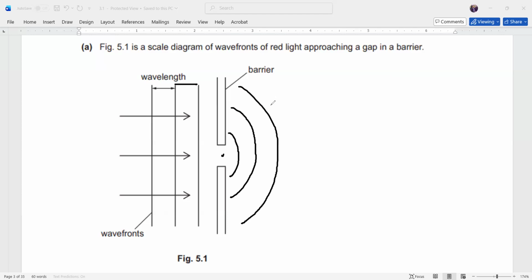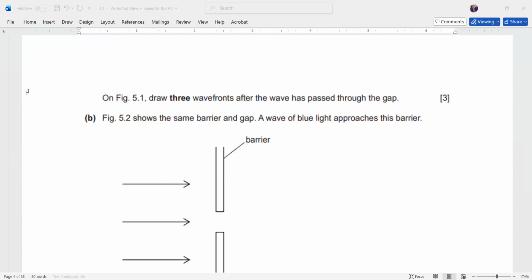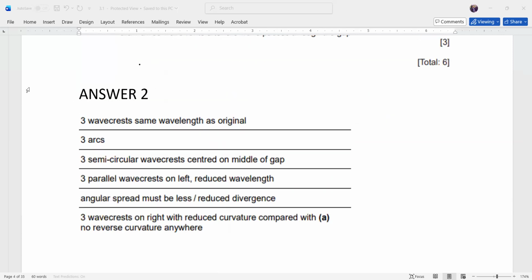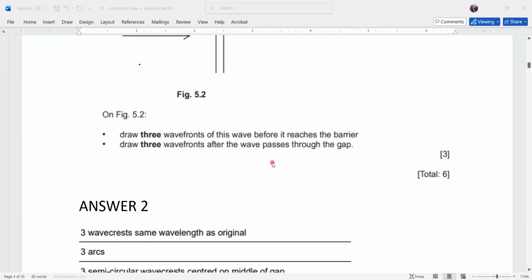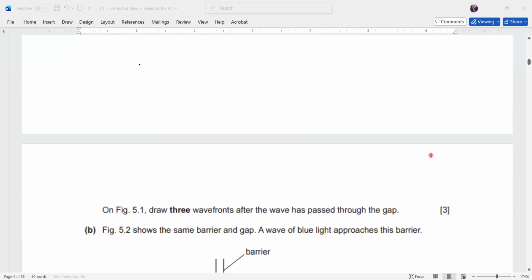Yes, sir. Sorry, I had the same question. Sir, what if the wavefronts look distorted, but we write that this is the same wavelength? But this is a drawing question. So for a drawing question, it should look like a correct drawing rather than an explanation. You write that it is maximum diffraction and the wavelength is not changing, but let's see how the marks are distributed. The wave crest has the same wavelength as the original. Three arcs should be there, three curves, and a semicircular crest centered in the middle of the gap. It should have a center. It's a simple diagram, but they're giving you three marks, so they want precision as well.